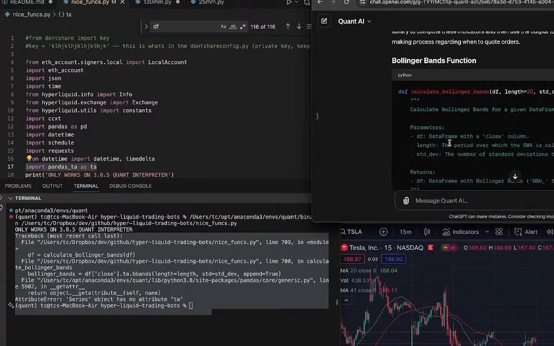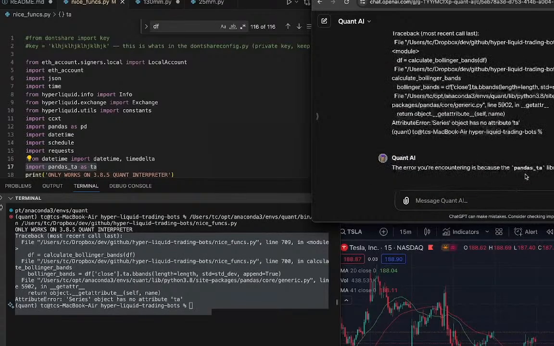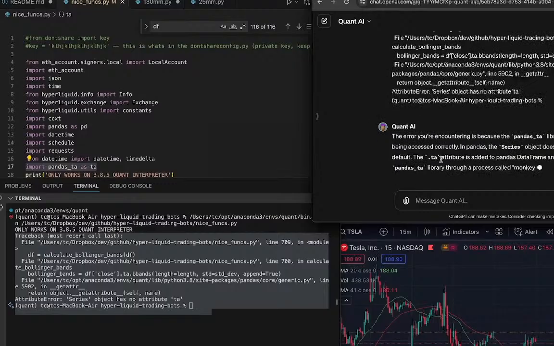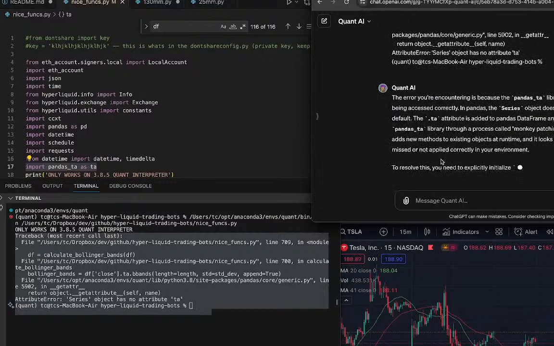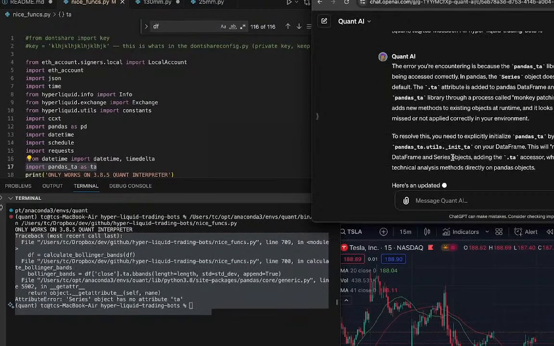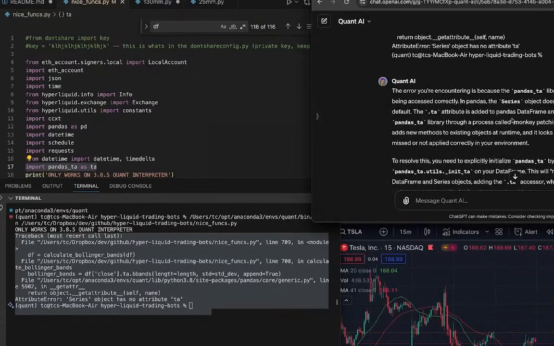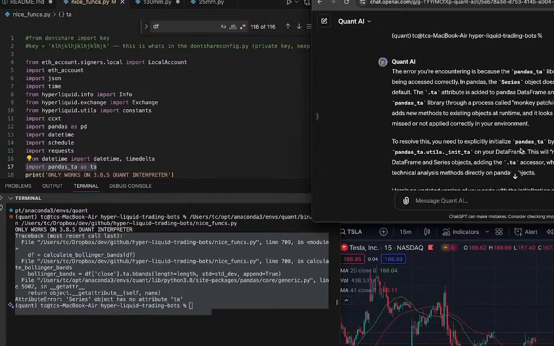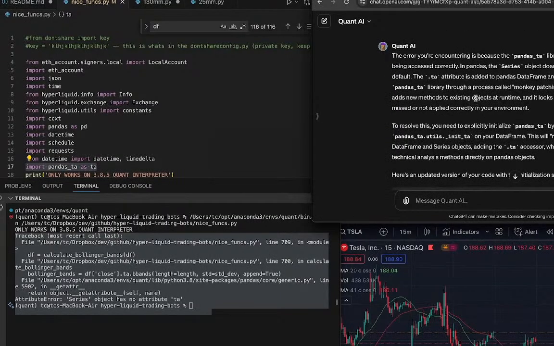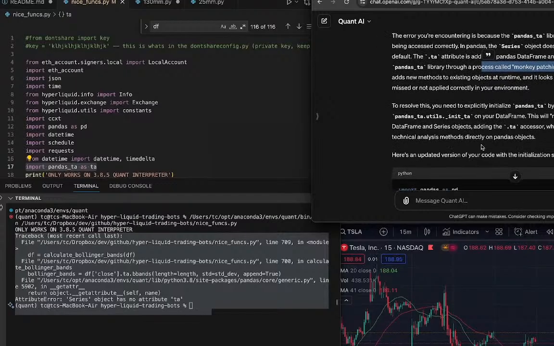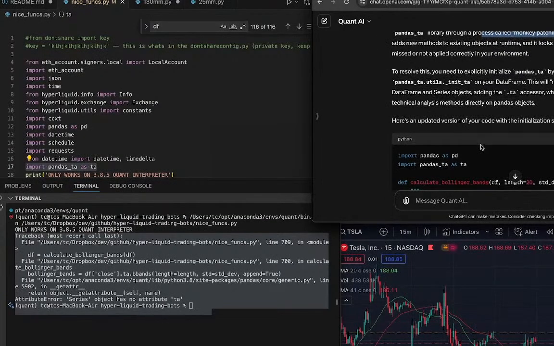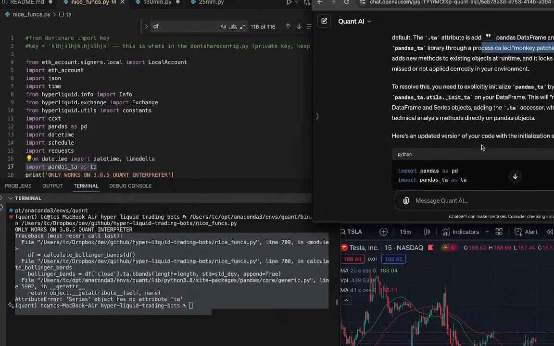Just want to make sure she doesn't tell me I've got to import pandas TA or something. The error you're encountering is that the pandas TA library functionality is not being accessed correctly on the pandas series. The .TA attribute is added to the pandas DataFrame by the library through something called monkey patching. I like monkeys. This process essentially adds new methods to existing objects at runtime, and it looks like this step has been missed or not applied.